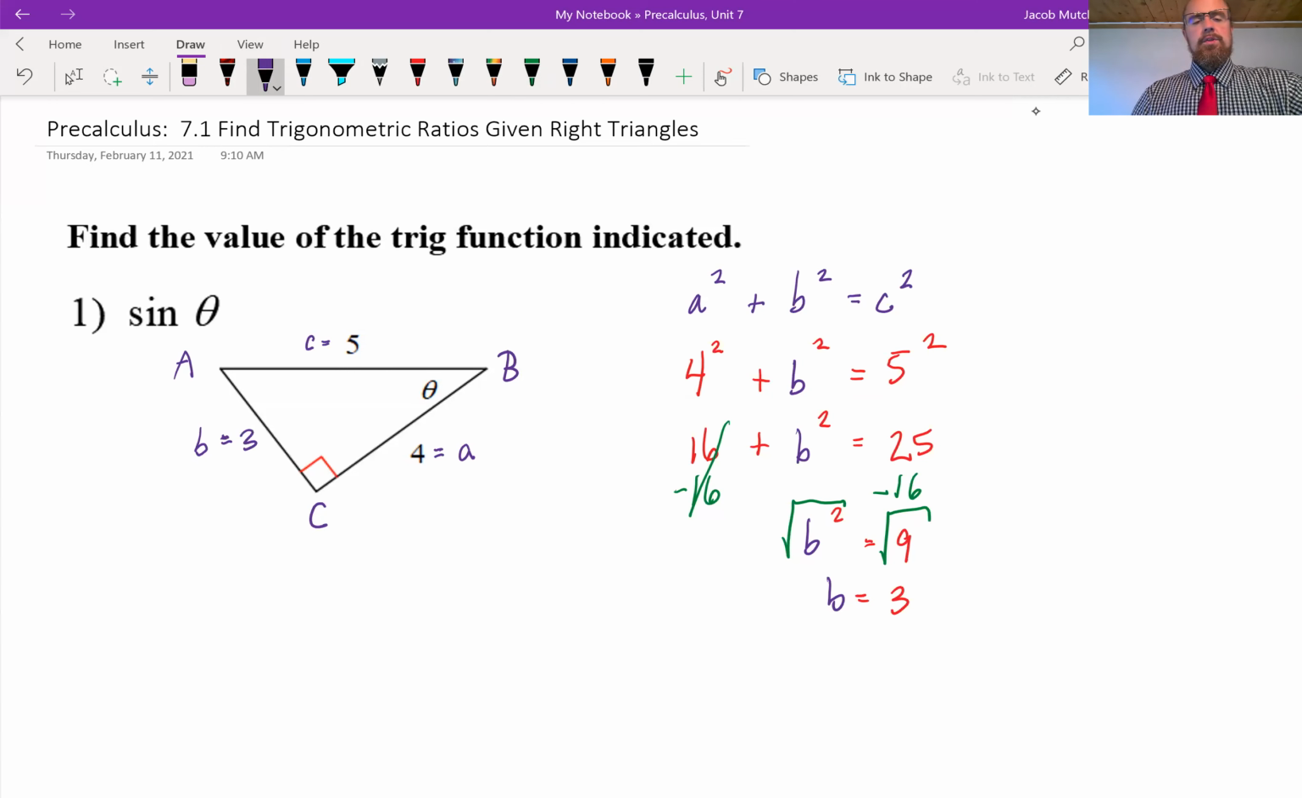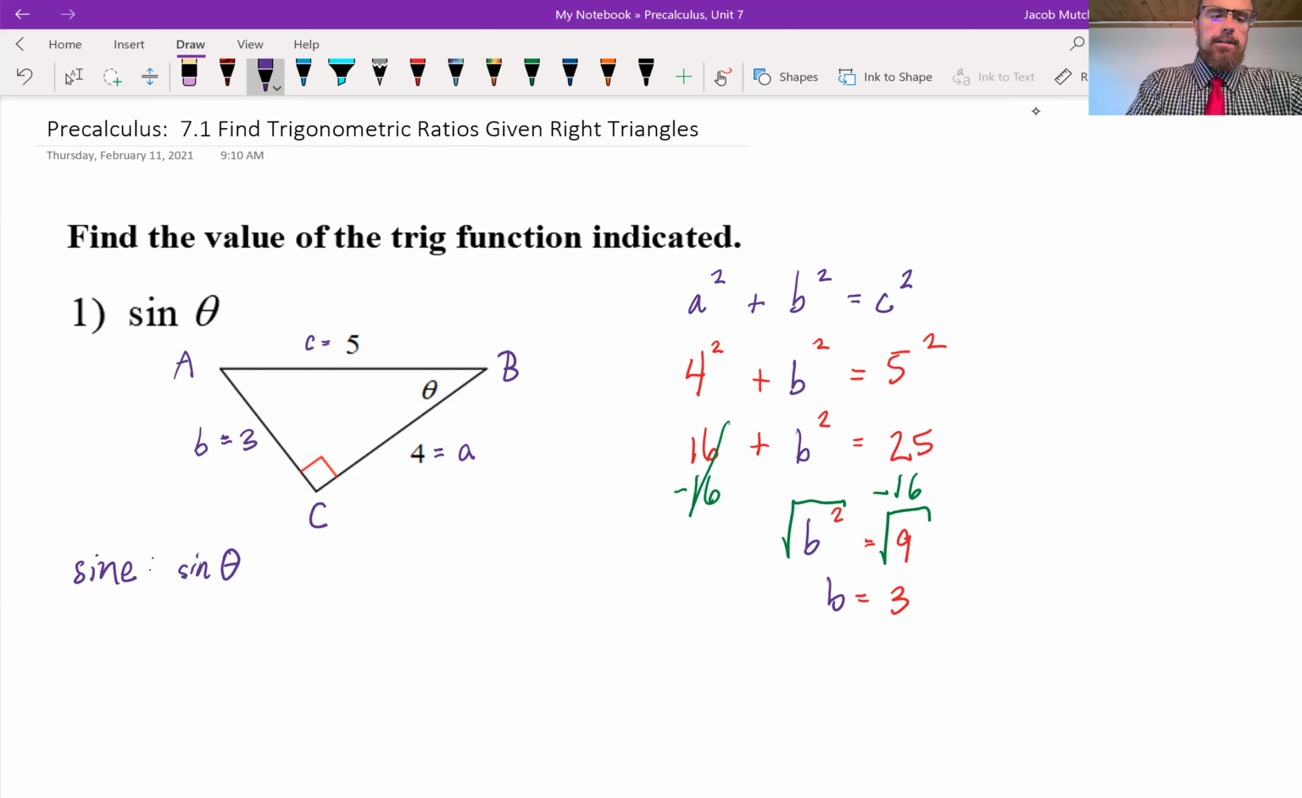Now, we did that so that I could calculate the value of sine of theta. So we'll start with sine. In fact, for this example, let's calculate all 6 trigonometric ratios. So I'm going to start with sine. It's abbreviated here SIN. The full spelling of sine is S-I-N-E. But we'll go with the abbreviation.